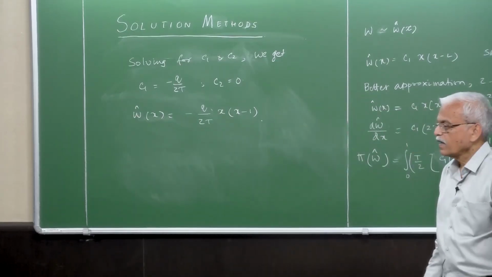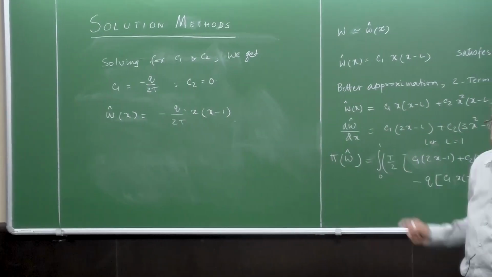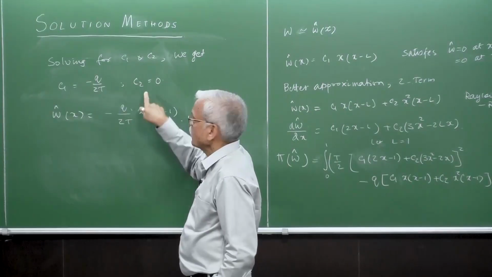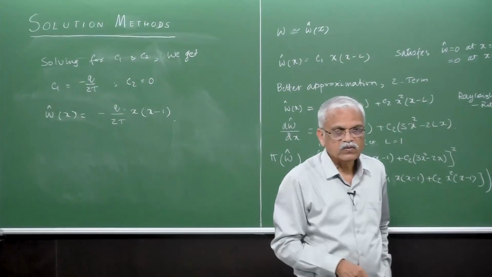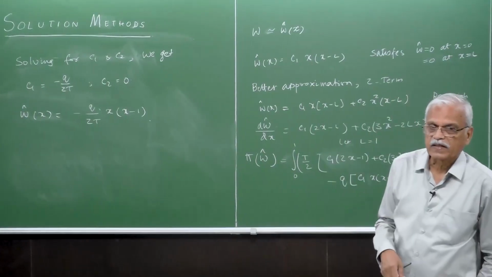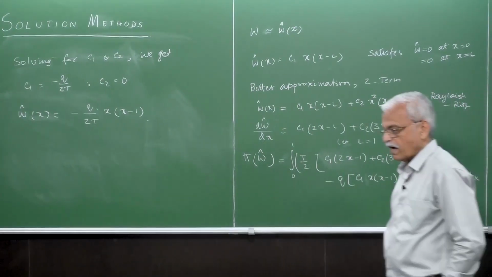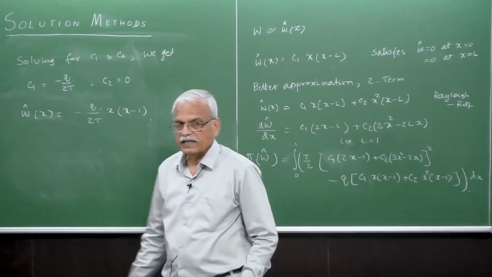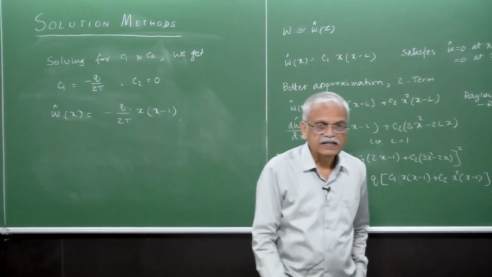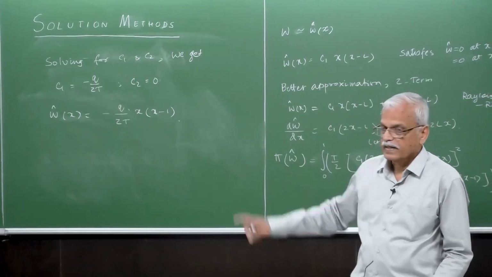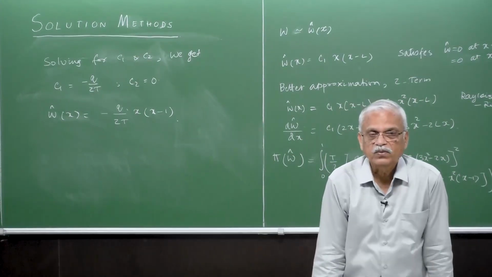So that means that out of all the possibilities of C1 and C2, the C1 taking minus Q by 2T and C2 taking 0, this will minimize the potential energy, and this is the solution. Well, I will say that this is the solution, I don't call it. This is the best possible solution under the assumption of two terms.